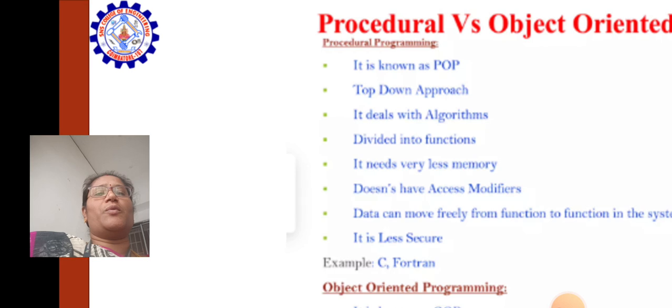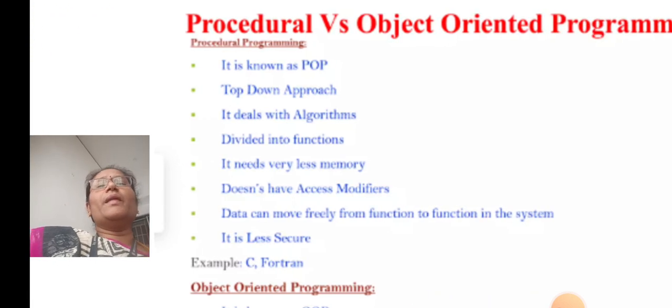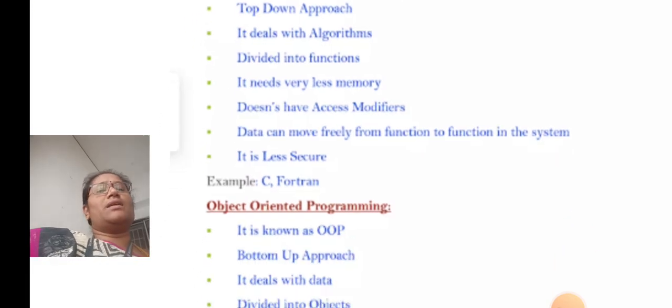Now procedural versus object-oriented programming. Procedural programming is known as POP, like C programming, and it uses a top-down approach. It deals with algorithms, it is divided into functions, it needs very little memory, it does not have access modifiers, data can move freely from function to function, and it is less secure.